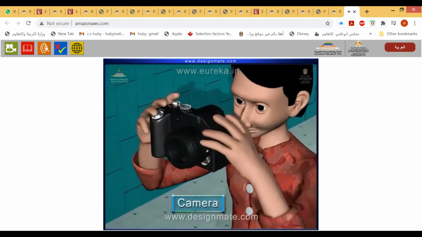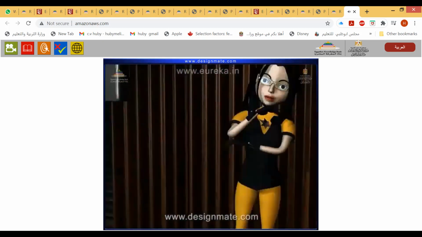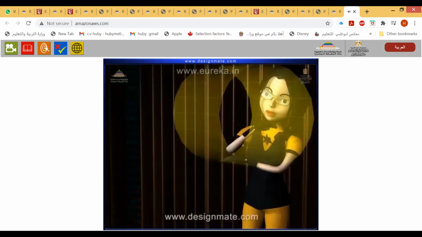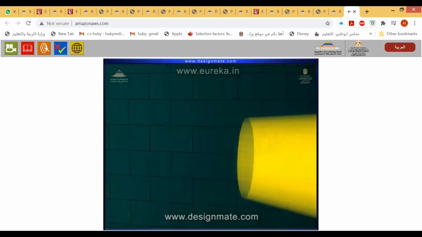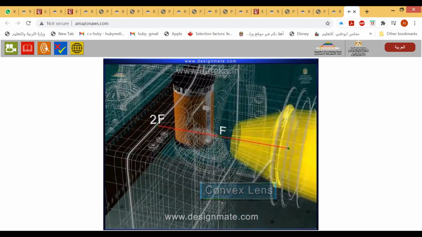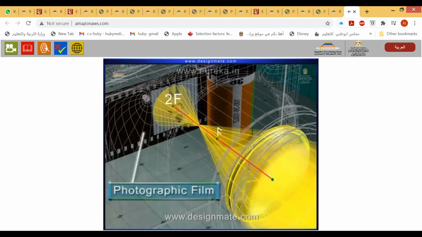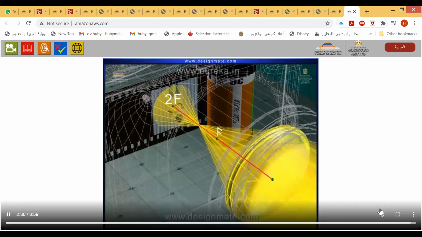This type of image formation is used in a camera, where the rays coming from an object, which is not very far, pass through the convex camera lens, converging at a point between F and 2F on the other side of the lens, and pass on to the photographic film. Hence, the image gets captured onto the film.